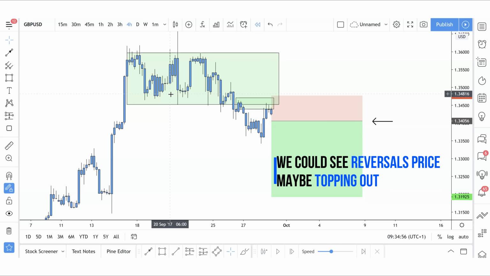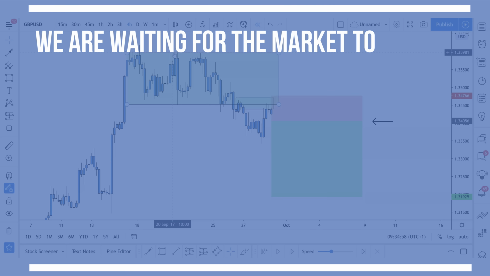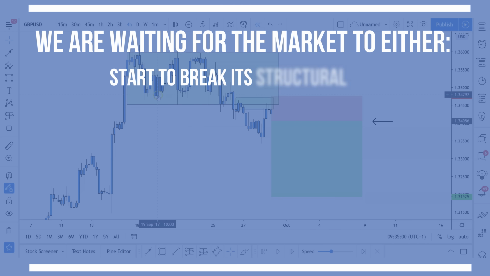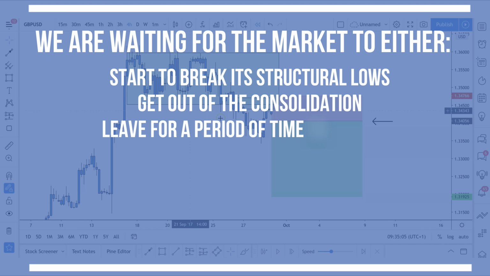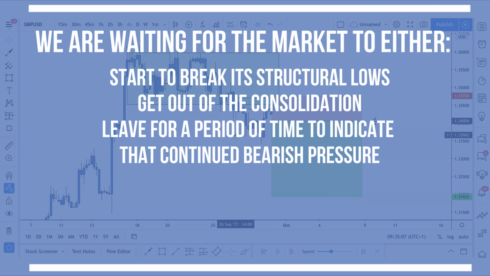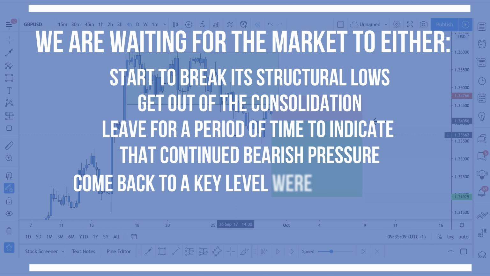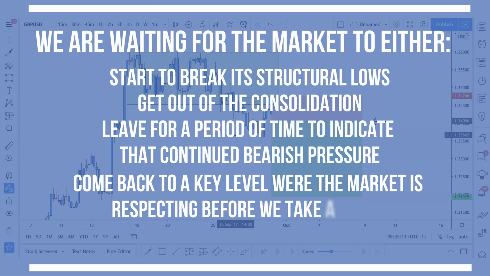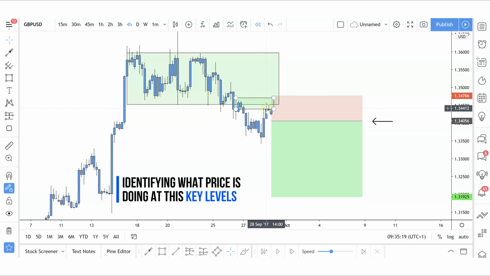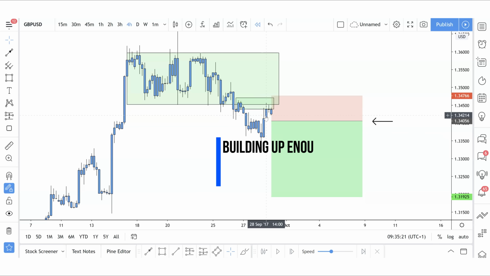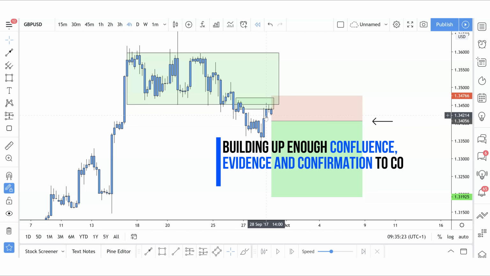But we're not going to look to take sells at the top. What we're waiting for the market to do is start to break its own structural lows, get out of this consolidation, leave for a period of time to indicate continued bearish pressure, and then come back to a key level where we know the market is respecting before we take a trade. So the whole process of this trade has developed in the beginning. Now we're at the middle stage, where we're identifying what price is doing at these key levels, building up enough confluence, evidence, and confirmation to confirm why this will be a good setup.